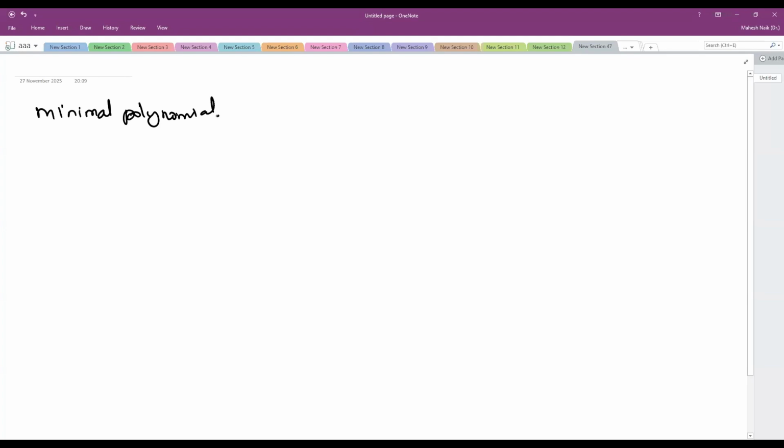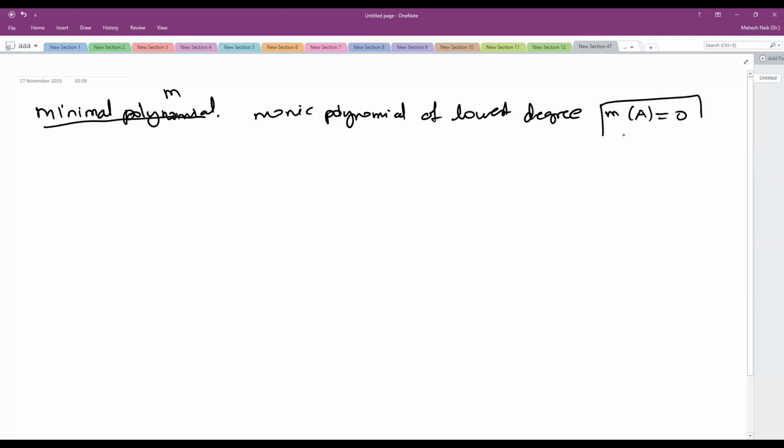So this is nothing but a monic polynomial, which is a polynomial with leading coefficient 1. So this will be a monic polynomial of lowest degree such that it will satisfy the matrix. Let's say minimal polynomial is denoted by M, and this minimal polynomial will be a polynomial of lowest degree which will satisfy the matrix. So M of A will be equal to 0.